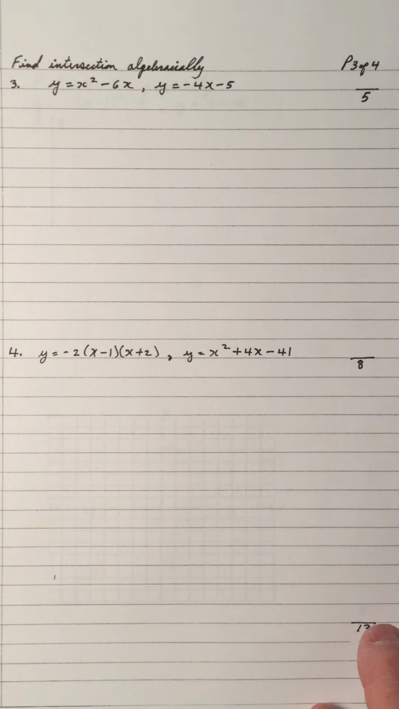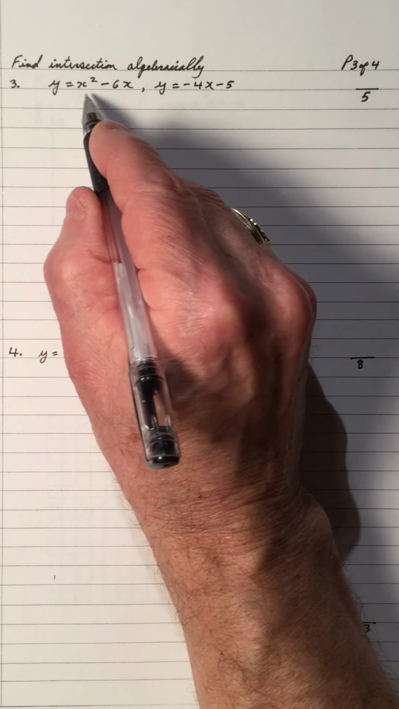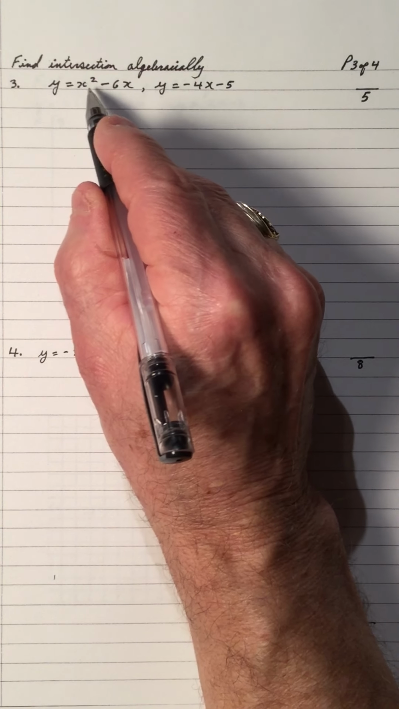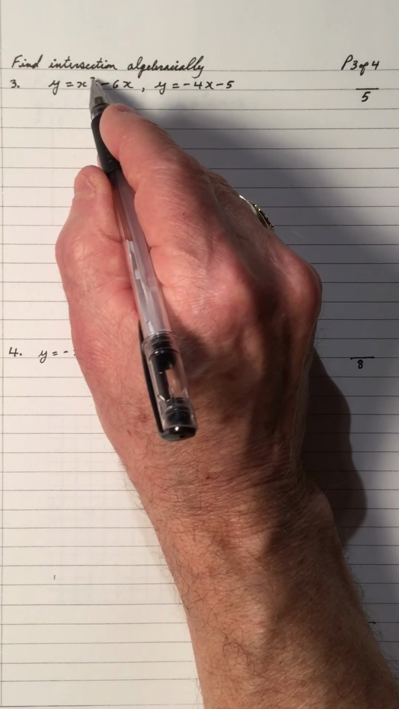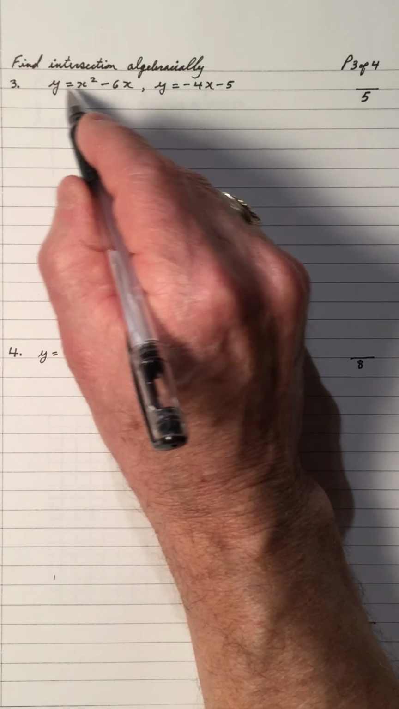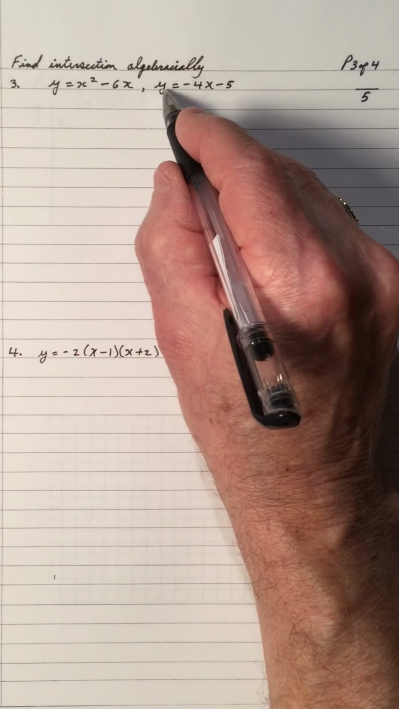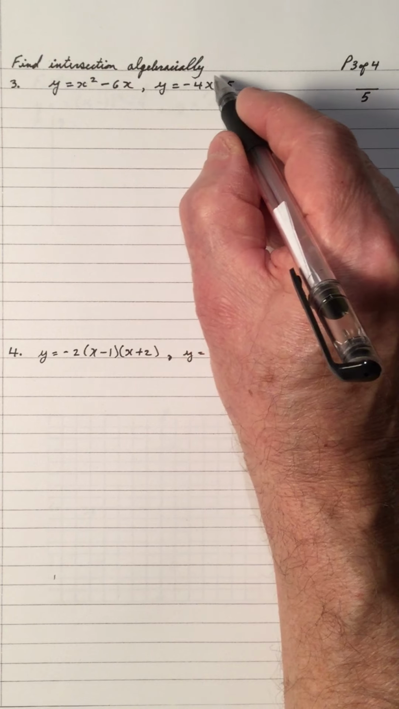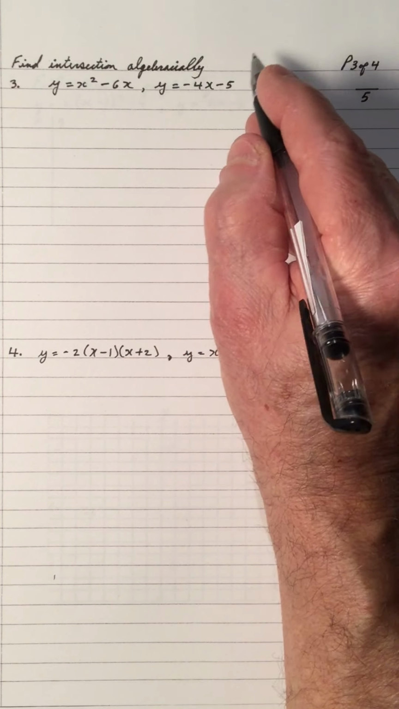And find the intersection algebraically. We have again y equals x squared minus 6x, which is a parabola, is a quadratic because the degree is 2. The degree of y is 1. Degree of x here is 2. Degree of this x is 1. But the highest degree of any one term is a 2, so this is a quadratic. And this is a linear, degree 1 for the y, degree 1 for the x, so it's y equals mx plus b, so it's a line.